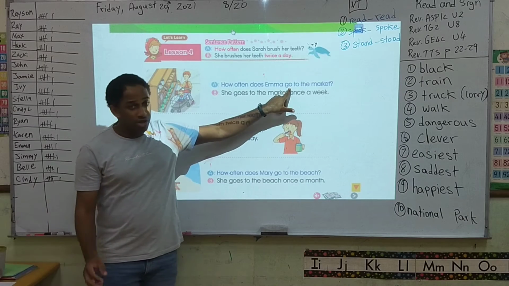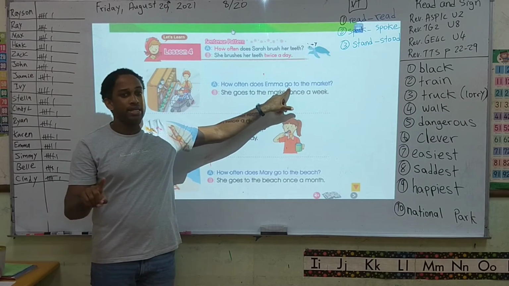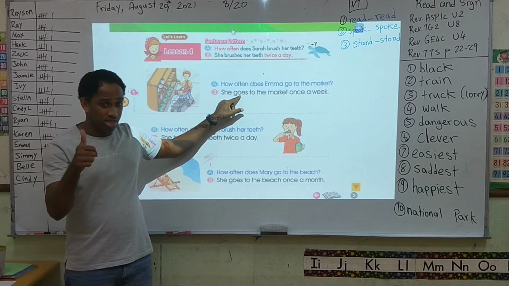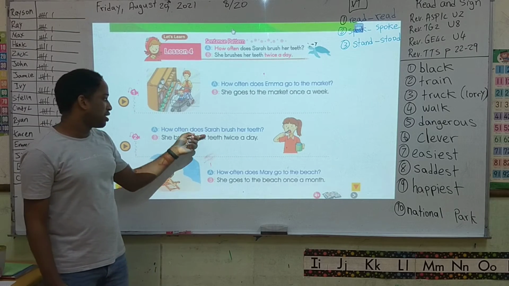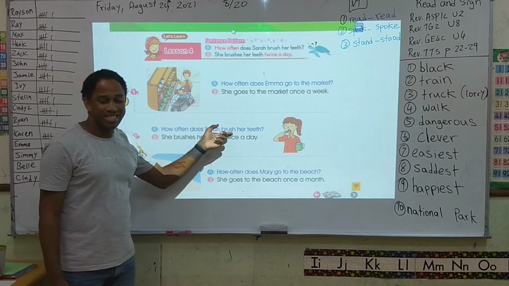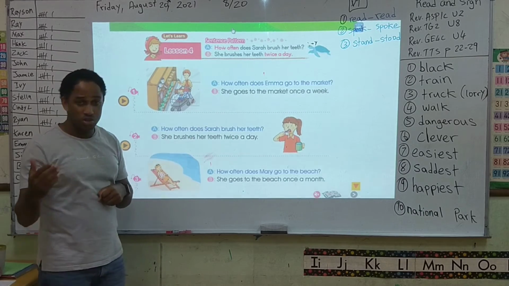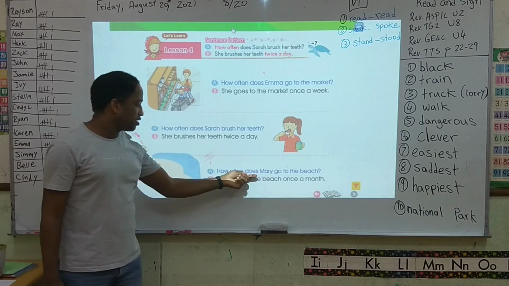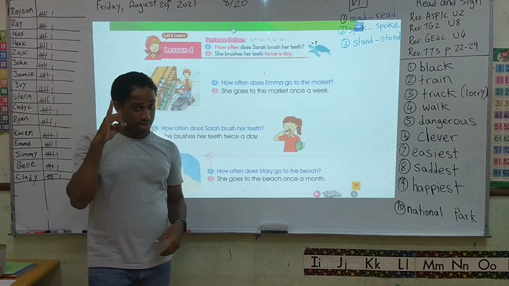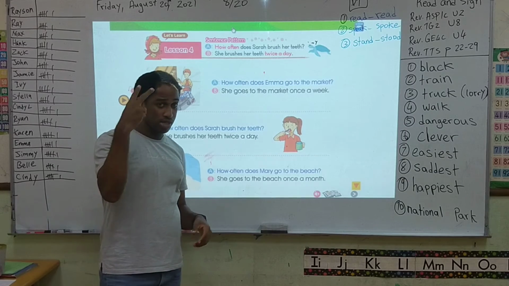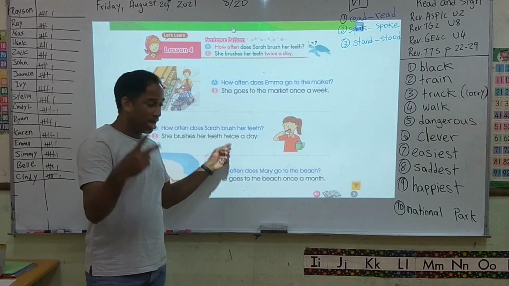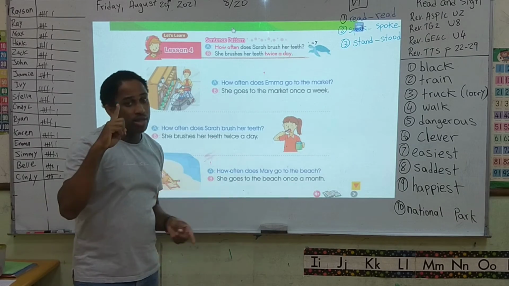So remember, the verb has to be in the base form. Okay? And then we have to use the verb in the present. Good. How often does Sarah brush her teeth? Sarah brushes her teeth twice a week. How often does Mary go to the beach? She goes to the beach once a month. So remember, twice means 2 times, once means 1 time.